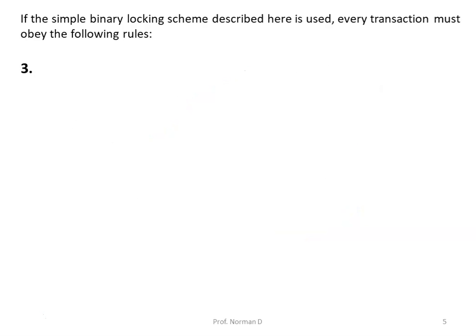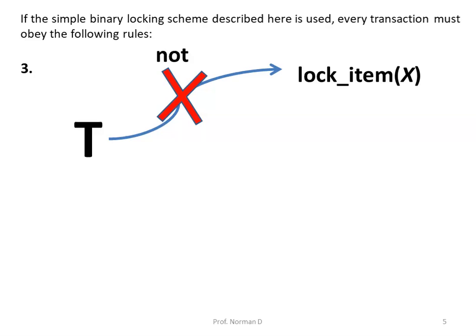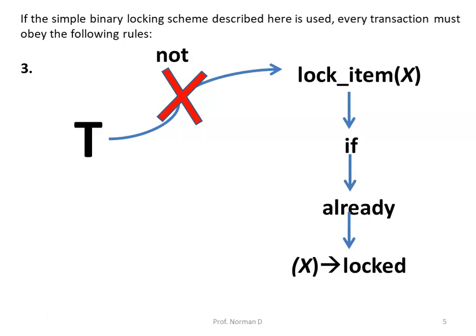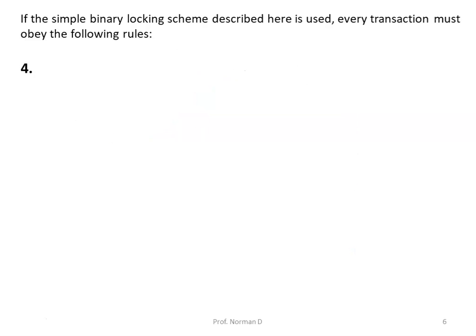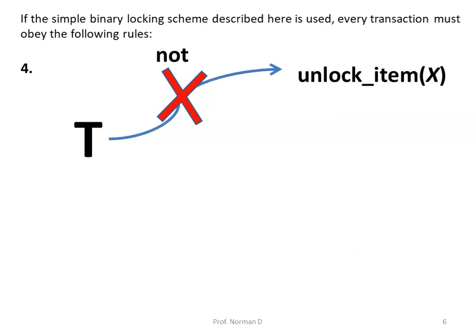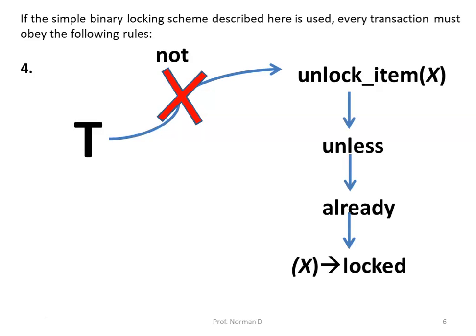The third rule: a transaction T will not issue a lock item on X if it already holds a lock on the item X. And finally, the fourth rule: a transaction T will not issue an unlock item on X operation unless it already holds a lock on item X. So in case you are using the simple binary locking system, then all the transactions must obey these rules.